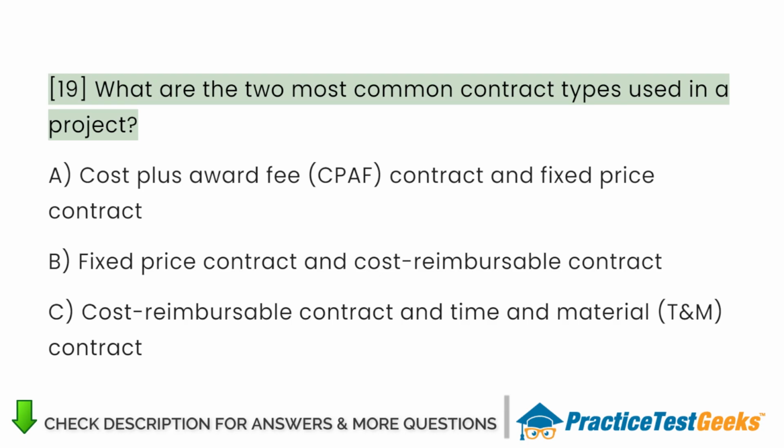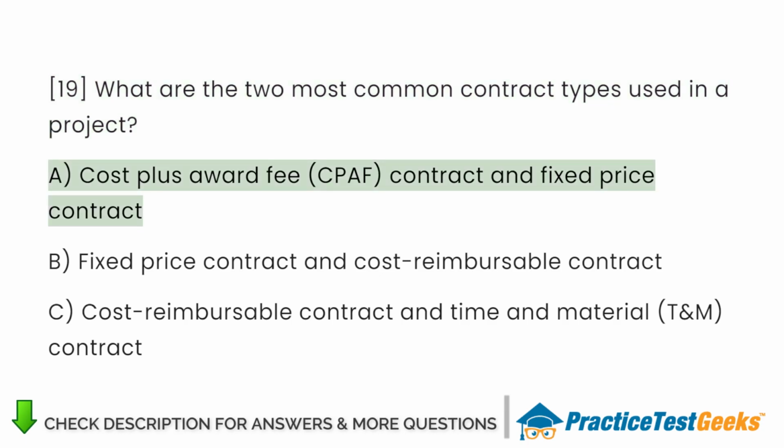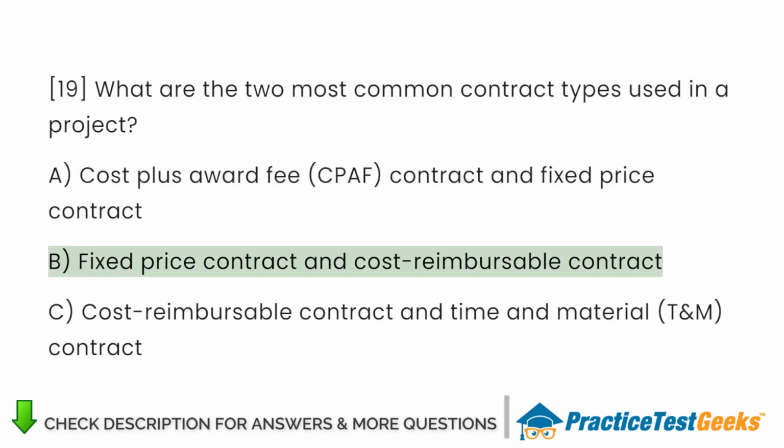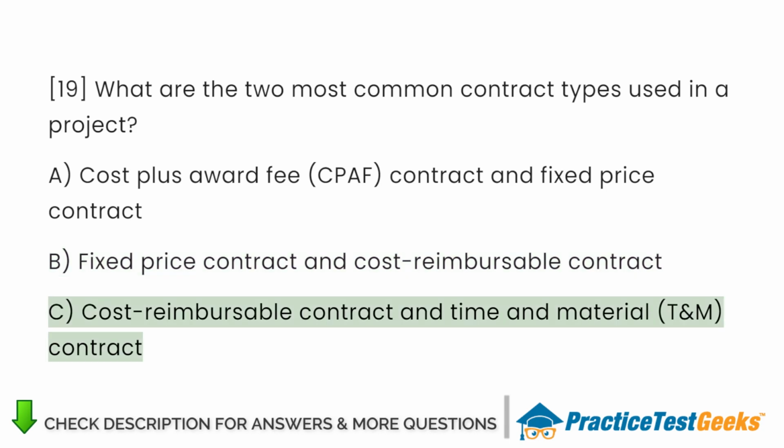What are the two most common contract types used in a project? A. Cost plus award fee, CPAF, contract and fixed price contract. B. Fixed price contract and cost reimbursable contract. C. Cost reimbursable contract and time and material, T&M, contract.